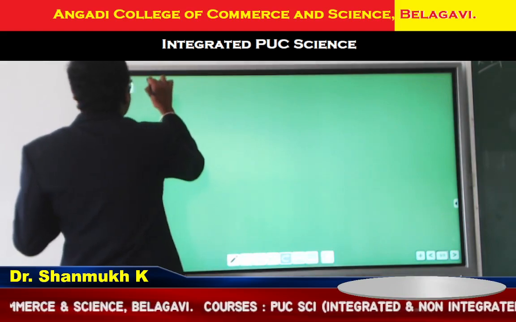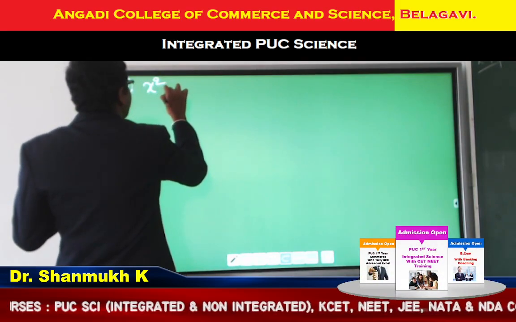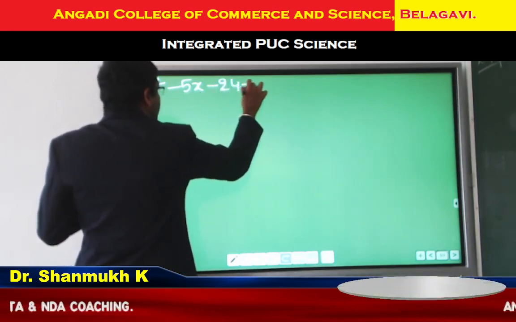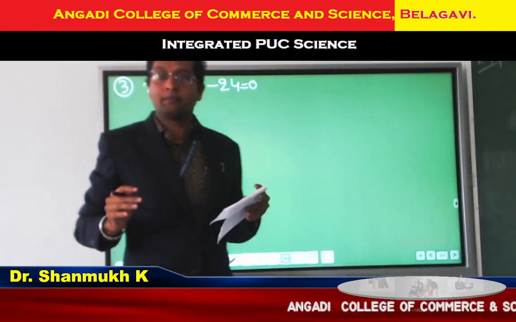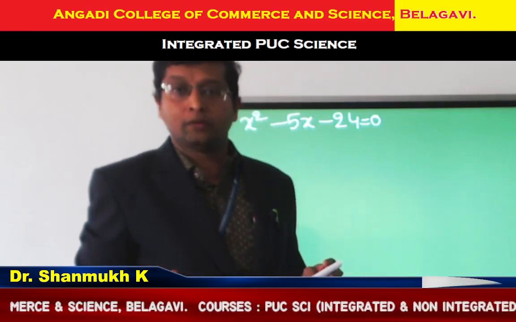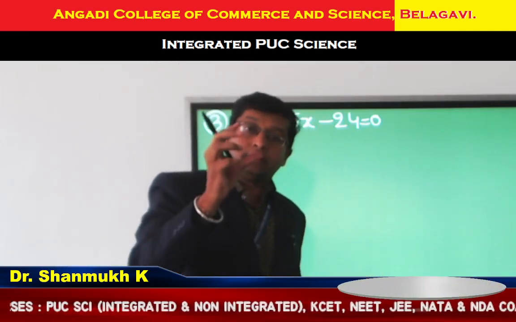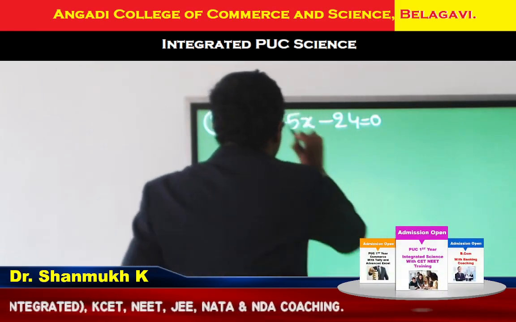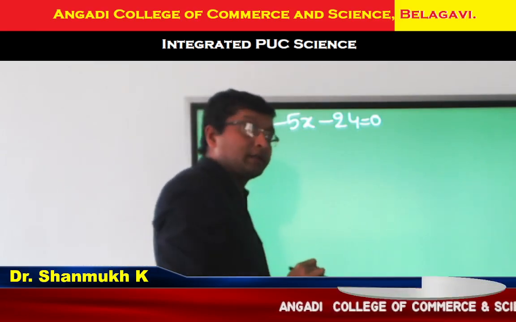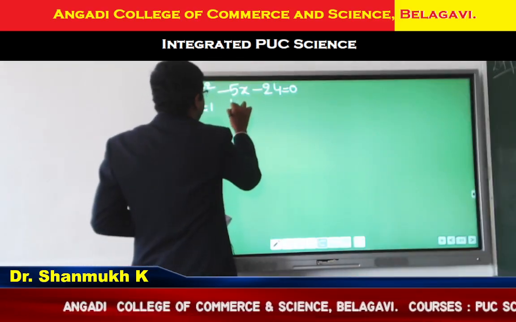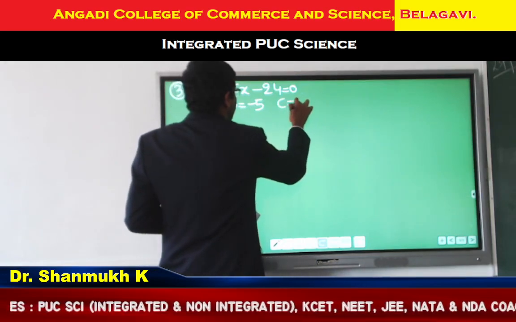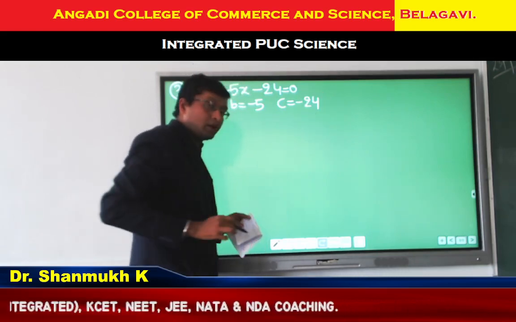Example number 3, x square minus 5x minus 24 equal to 0. It is in the standard form, that is ax square plus bx plus c equal to 0. Already we have discussed that the x square coefficient is a, so the x square coefficient is 1 here, a equal to 1. The x coefficient is b, b as minus 5, and the constant is c, c equal to minus 24.